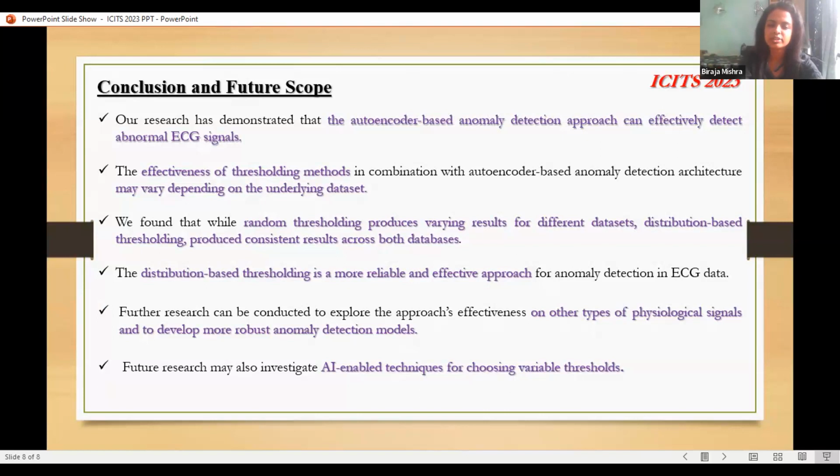Further research can also be conducted on other physiological signals to develop a more robust anomaly detection model. And this choosing of the variable threshold method can also be done using some AI-enabled techniques in further research. This is all about my presentation.